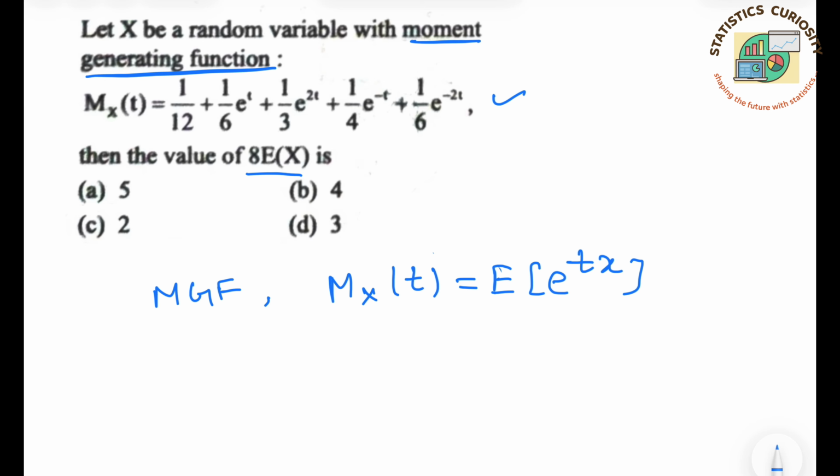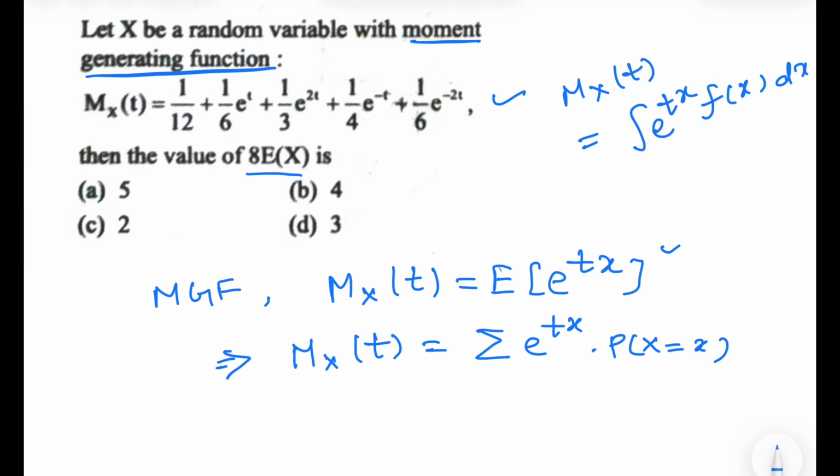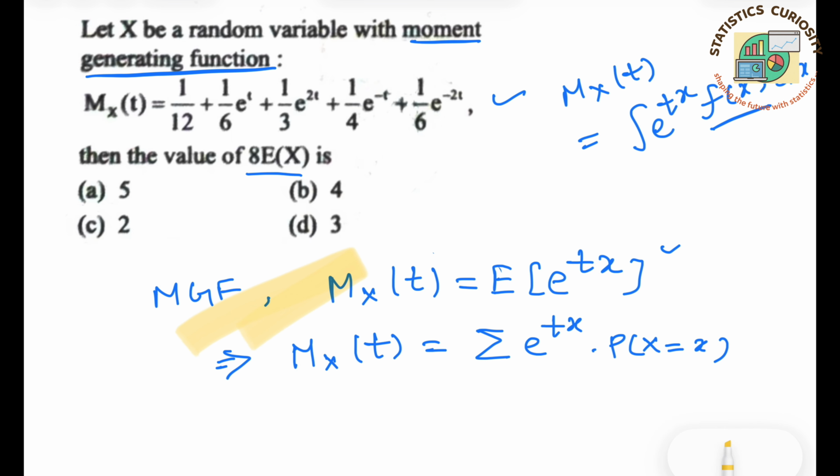We know that for a discrete random variable, this MGF is the summation of e raised to the power tx multiplied by the probability P(X = x). I should also tell you that for a continuous random variable, M_X(t) is also the expectation of e raised to the power tx, but it becomes the integration of e raised to the power tx into f(x) dx, where f(x) is the pdf and this probability is the PMF or discrete probability. So this is the formula which is being used in this question.